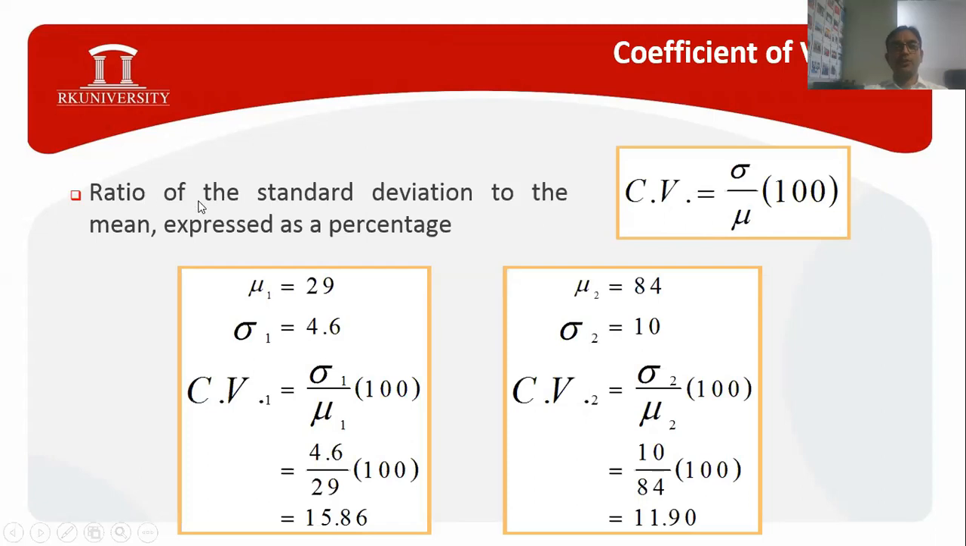It is nothing but a ratio of standard deviation to mean, which is expressed in percentage. So by formula, we can write it like this: coefficient of variation, which is symbolized as CV, is nothing but sigma upon mu into 100.